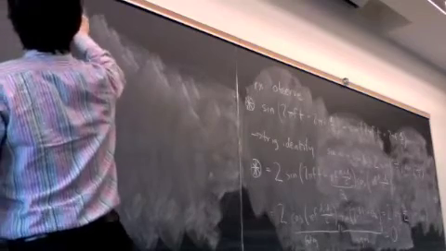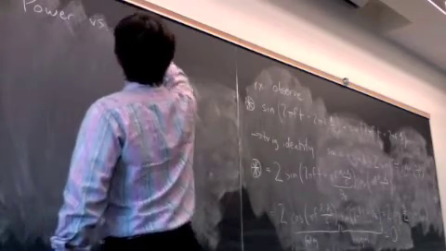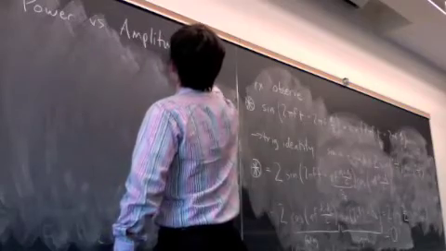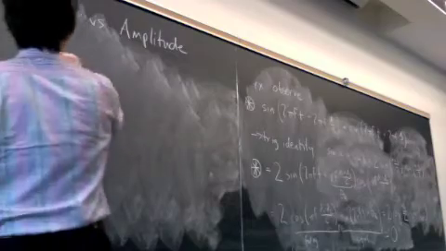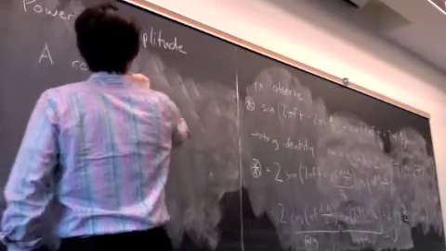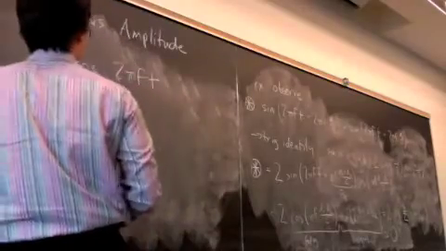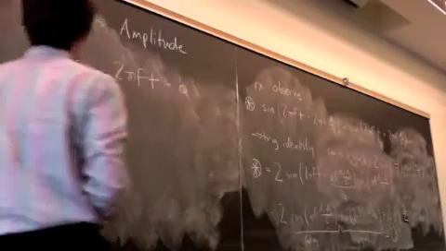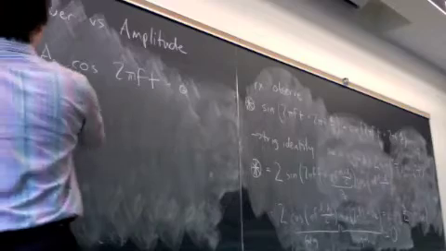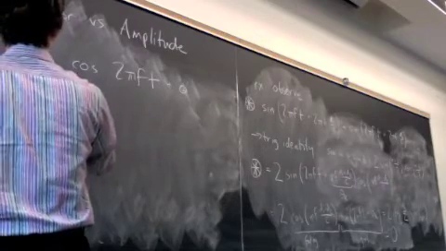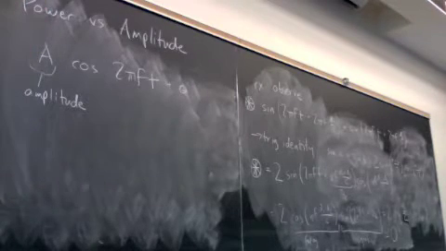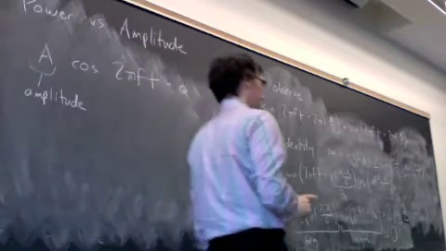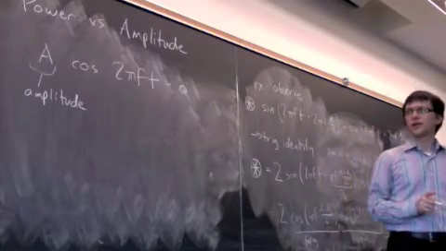Power versus amplitude. Generally, the signals that we've been observing will be of the form A cos(2πft + θ), where A is the amplitude of the signal. The amplitude of the signal is related to the strength of the fields that are incident to the antenna.